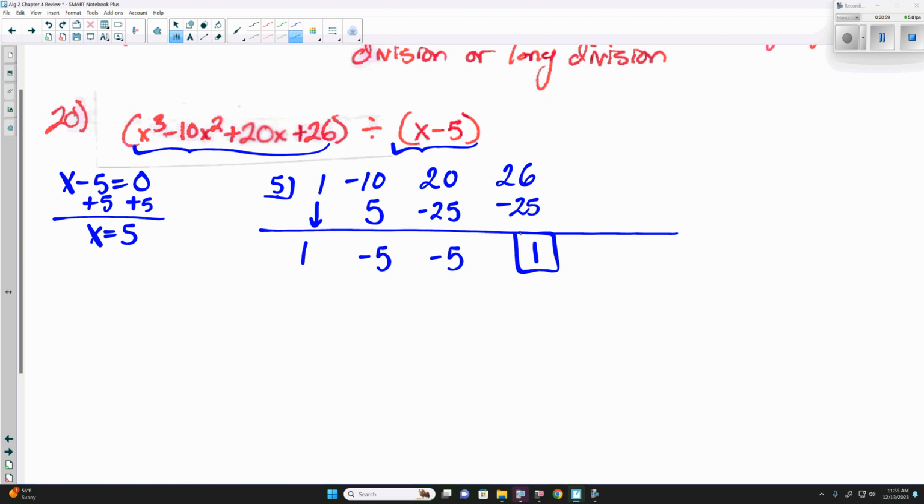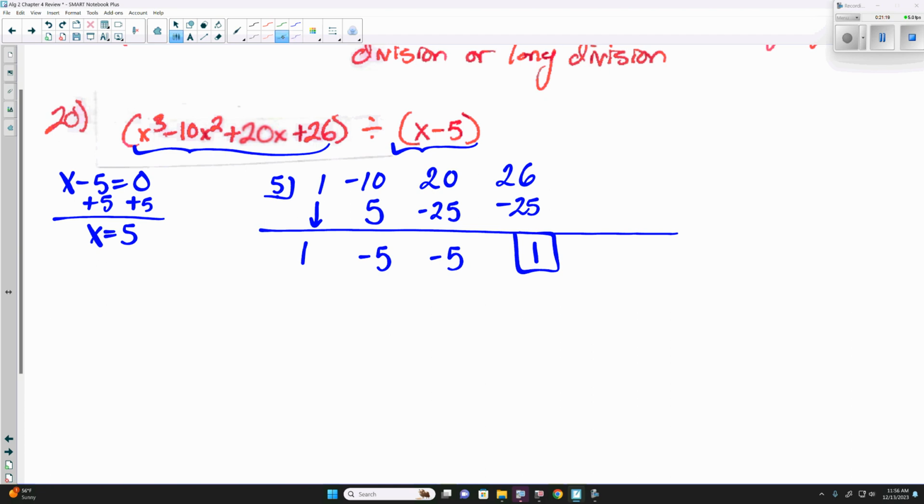And again, we could do these in the calculator, not the whole thing, but each part of the calculations, because we can do 5 times 1 in the calculator. Gets us 5, we'll put it under the negative 10. We can then add those two together, negative 10 plus 5, and get negative 5. Do our multiplication again, add, multiply, and get this here.